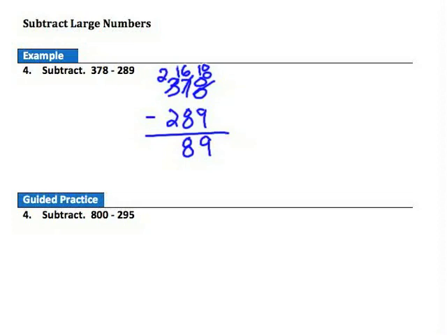Question 4. Subtract 295 from 800. I go to the ones column. I cannot take 5 from 0. So I look to the tens column to borrow, but I can't borrow from that other 0. So I've got to go all the way over to the hundreds column, the 8, and borrow from the 8, which is going to make it a 7.